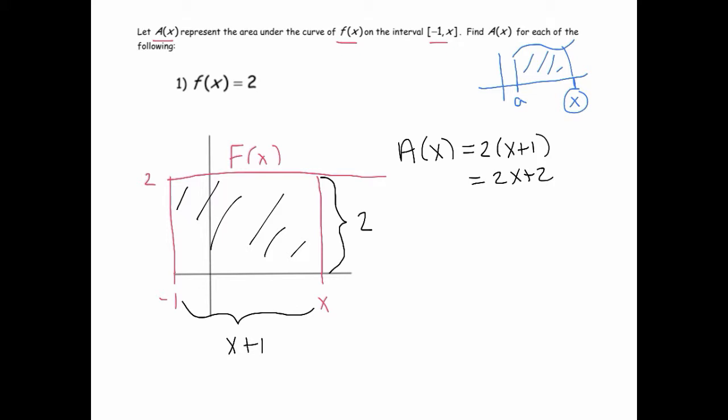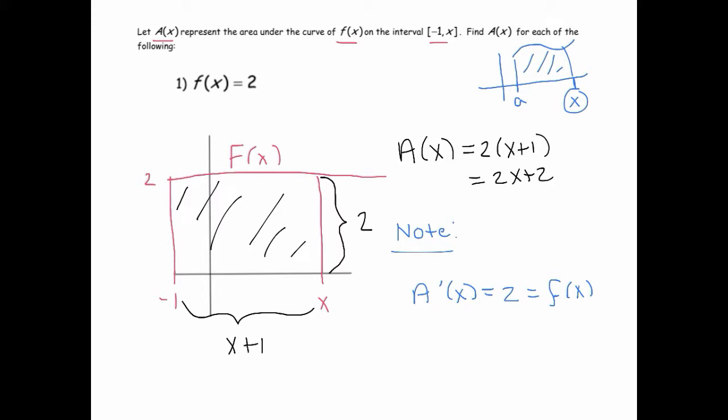So that's kind of cool. If I wanted the area underneath f of x equals 2 on the interval -1 to 200, I can just plug in 200 for x in my area function. Now here's the most important part of this, which you don't want to overlook. If I take the derivative of A of x, what I get is 2, but that's just my function f of x.